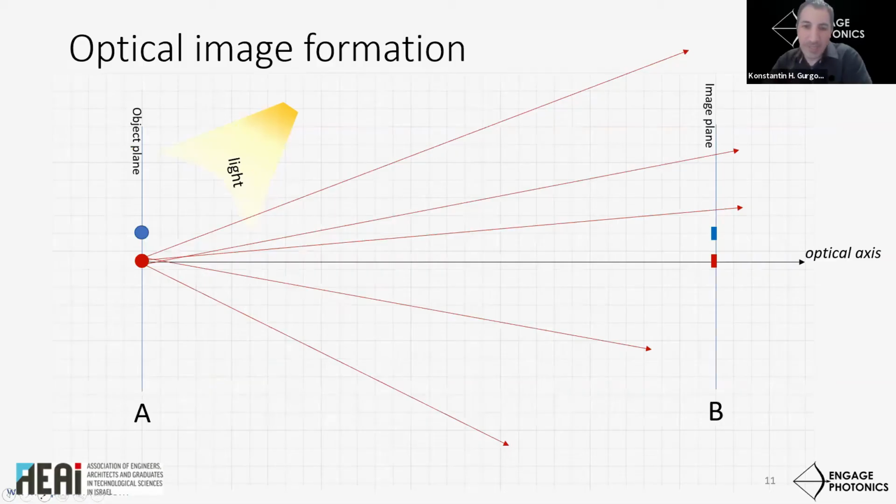So we'll use some very simple diagrams, but it will help you understand the different trade-offs of camera design. Imagine a plane where we have an object comprised of a red sphere and a blue one. Suppose that we want to create an image of them at plane B here.